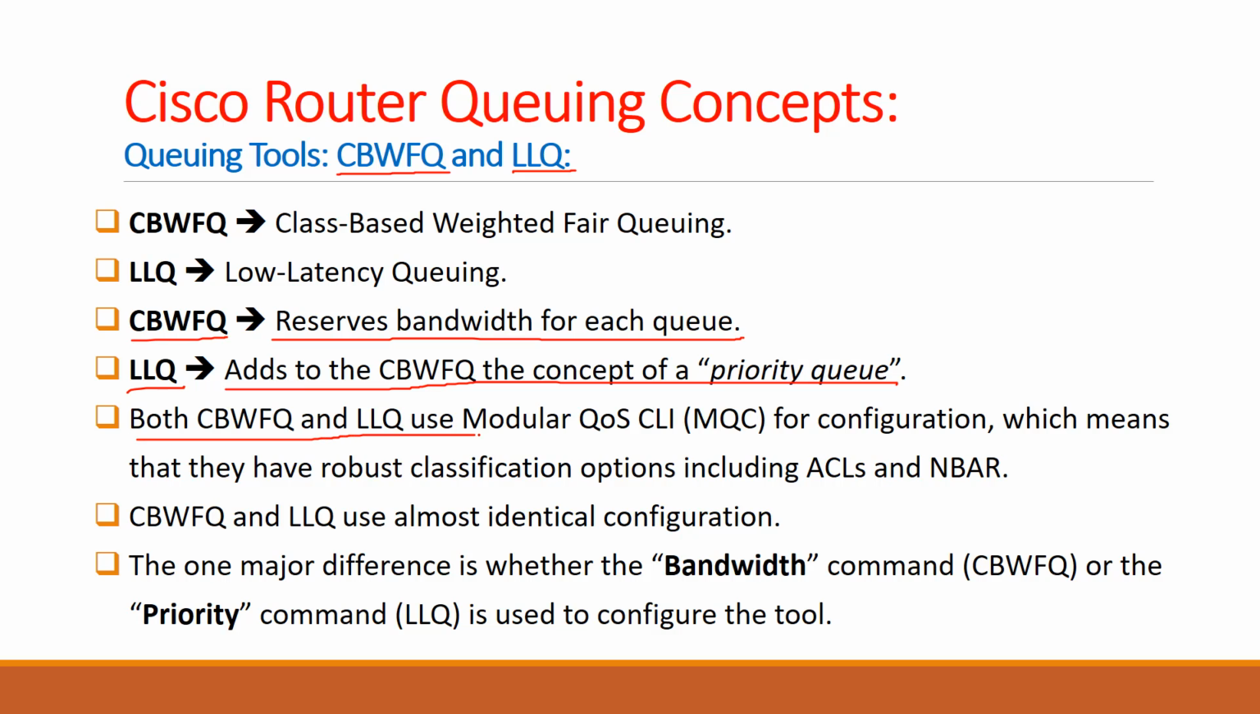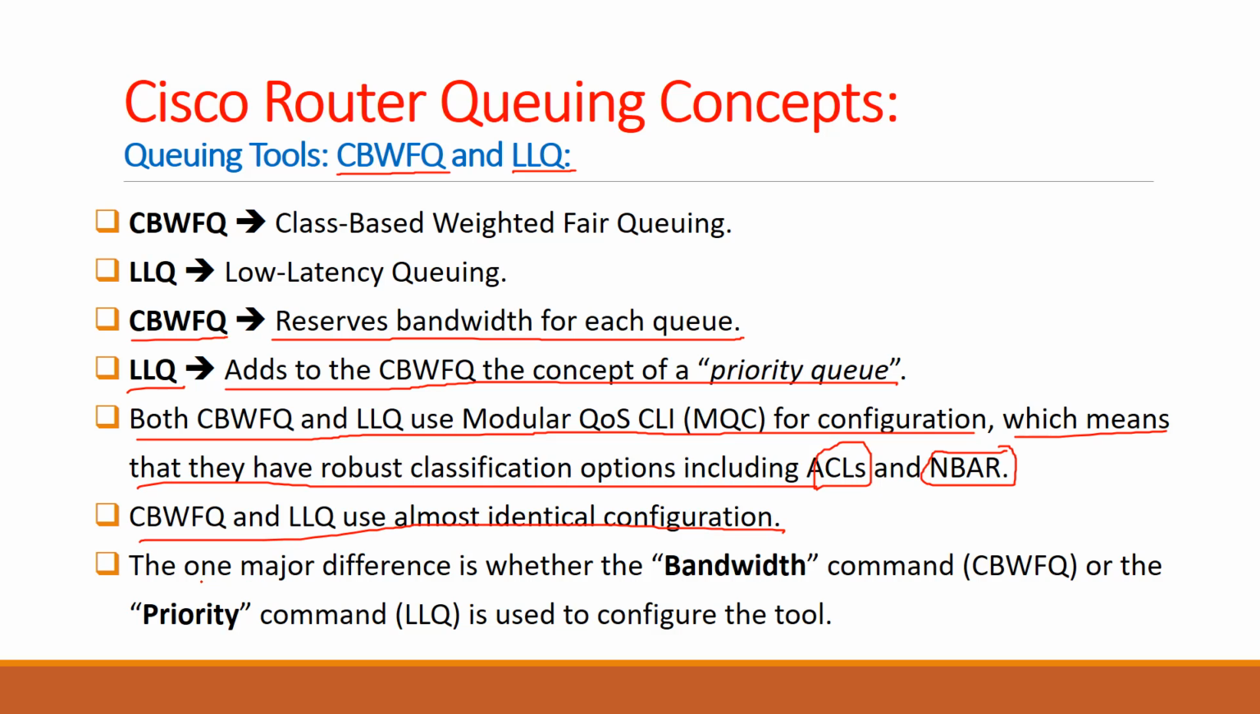Both tools use modular quality of service command line interface for configuration, which means that they have robust classification options, including access control lists and network-based application recognition. So both tools use almost identical configuration.